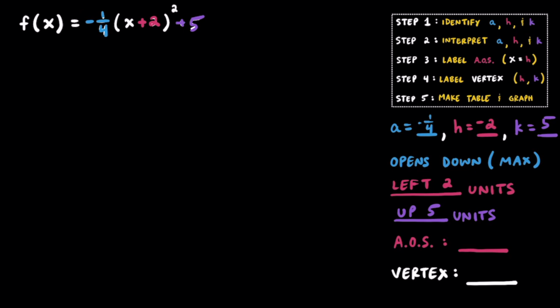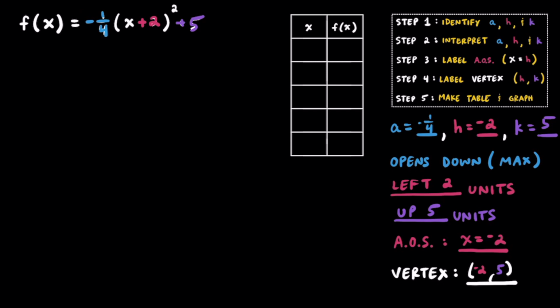The A.O.S., or axis of symmetry, is always going to go through the vertex, and we know that's going to go through this x value of x equals negative 2, or the h value. And as for the vertex, we can say that the x value, or h value, is going to be negative 2, and then our y value, or our k value, is going to be a positive 5. Let's go ahead and make a table now.